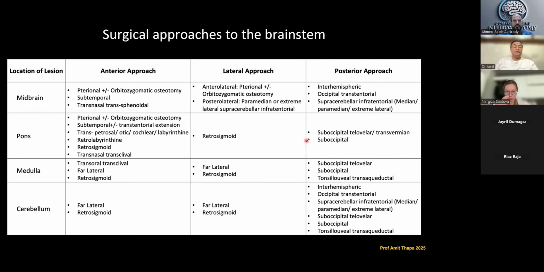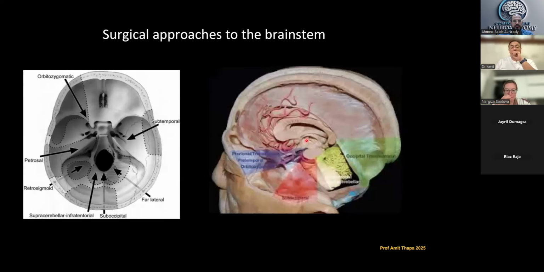Now, how to attack the lesions inside the brainstem actually depends upon where the lesions are. Is it in the midbrain, pons, medulla, or cerebellum? And correspondingly, we decide on anterior approaches, lateral approaches, and posterior approaches. So when we say anterior approaches, it can be an orbitozygomatic approach, or a subtemporal approach, or even a transcavernous approach, depending upon whether we are trying to hit the midbrain, or we are going a little further down into the pons, where we require an anterior petrosectomy to reach the pons.